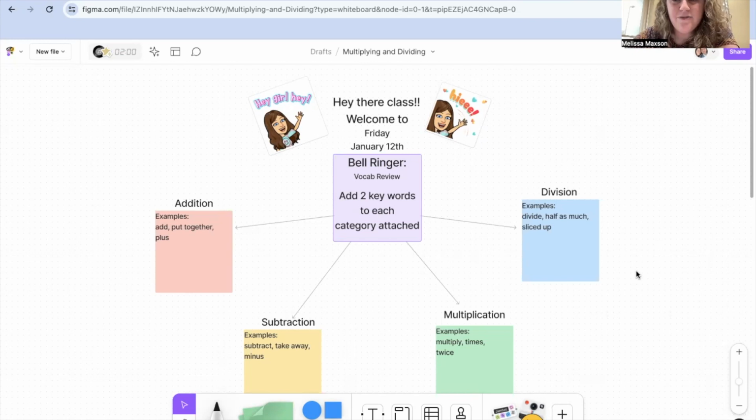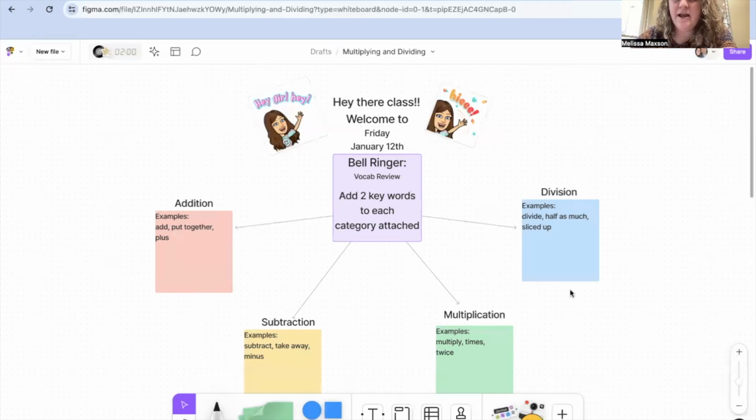So today is Friday, January 12th, and your bell ringer today is some vocab review over some topics that we've been talking about. You're going to go around to each box that has an arrow, and you're going to add two keywords that make you know that you are doing this operation. So I went ahead and put some examples in there. So for addition, when I hear the words add, put together, or plus, I automatically know that I'm going to be adding. So you're going to add your two to that with a sticky note.